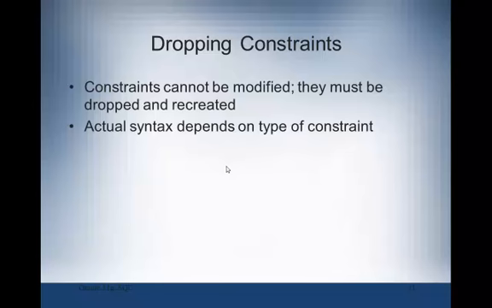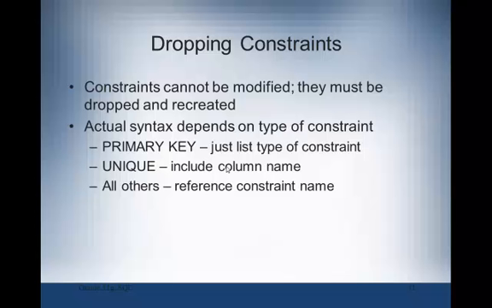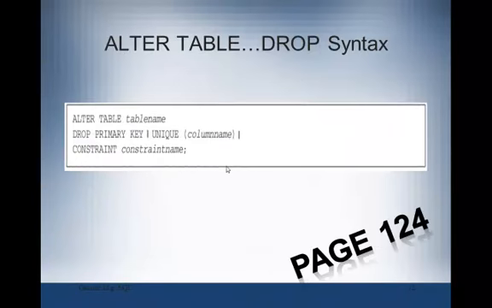The actual syntax depends on the type of constraint. Primary key, you just list the type of constraint. So in other words, if you want to drop the constraint, you simply drop primary key. And then the unique key constraint, if you want to drop a unique key constraint, you have to include the column name. And then again, all others, you simply reference the constraint name. Here's the syntax diagram, and it's on page 124.